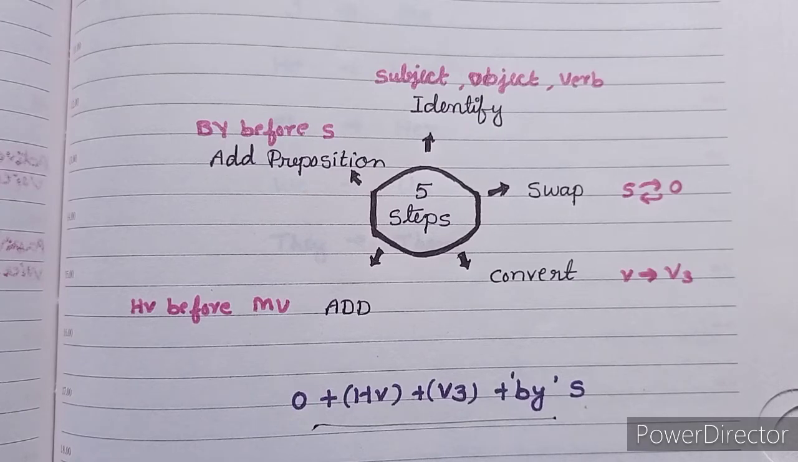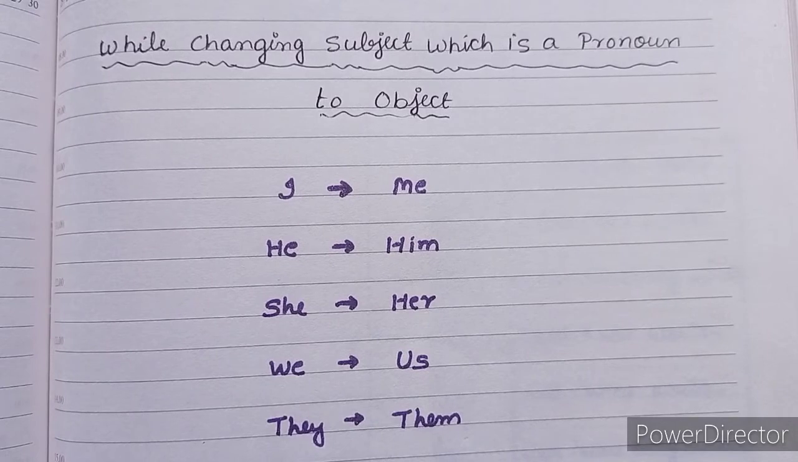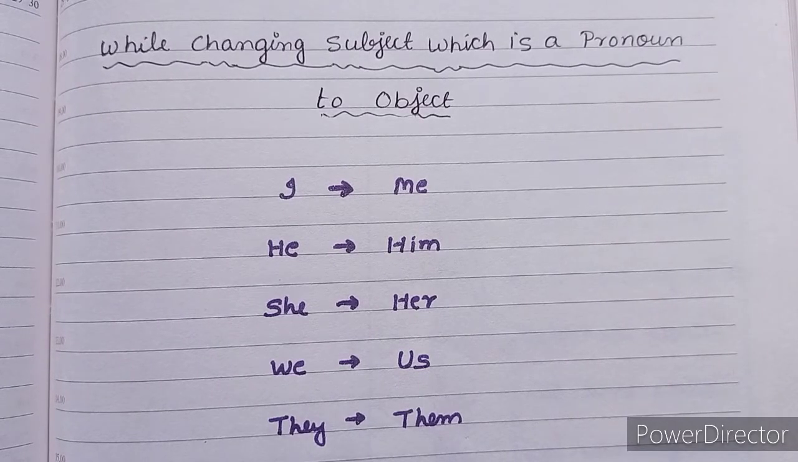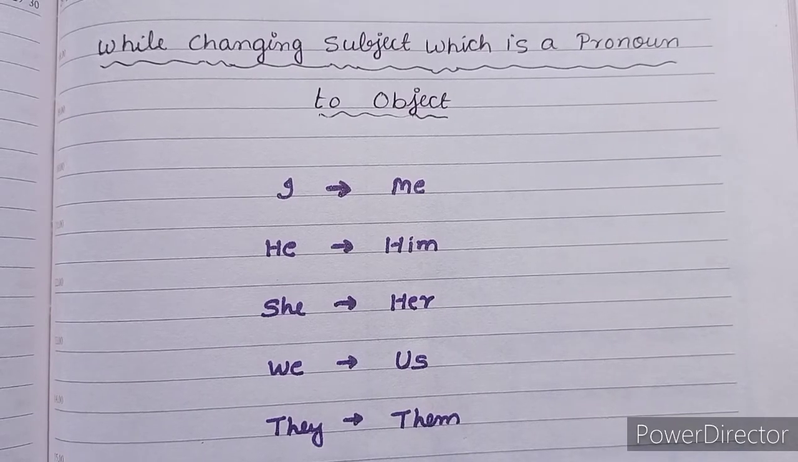There are 2 important things that need to be remembered here. Firstly, when replacing the subject with the object, if subject is a pronoun, then conversion will be like this: I will become me, he will become him, she will become her, we becomes us, and they will become them. Remember this properly.